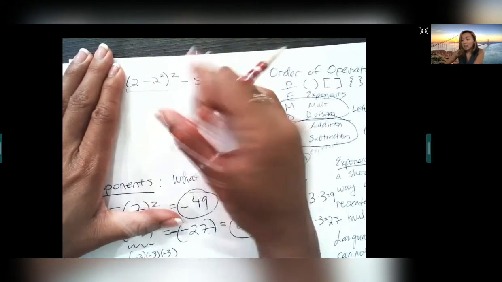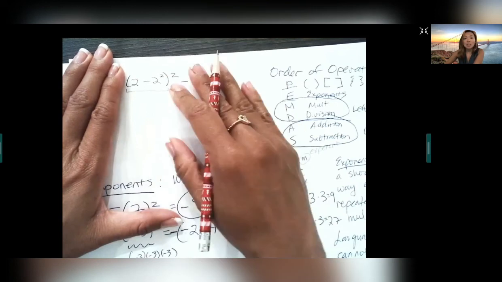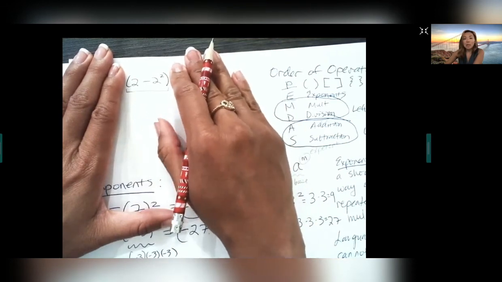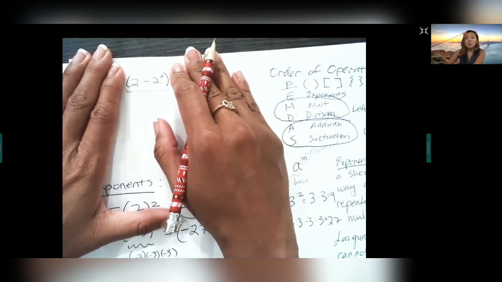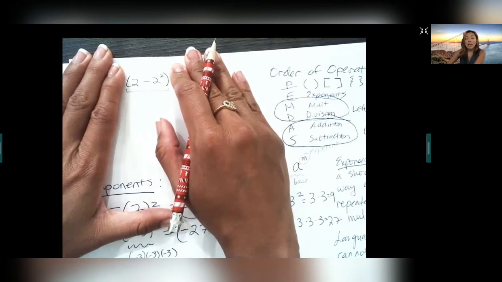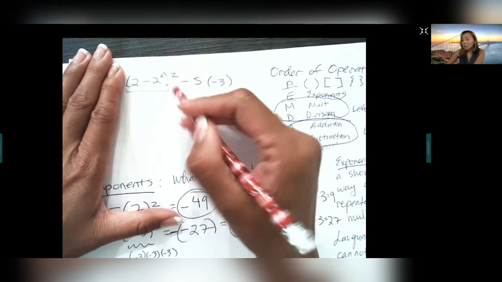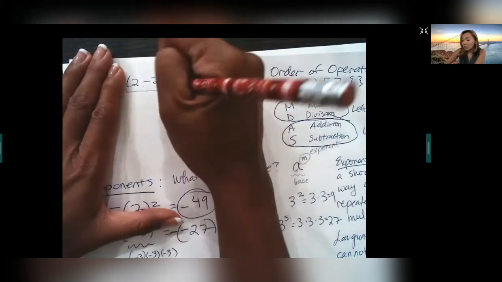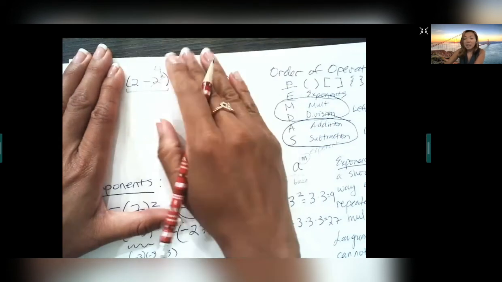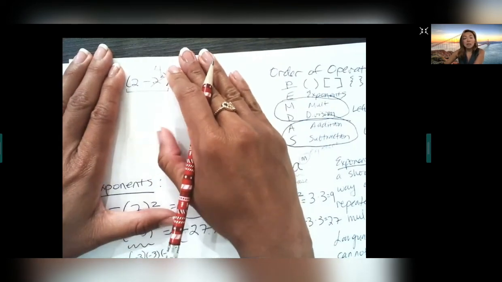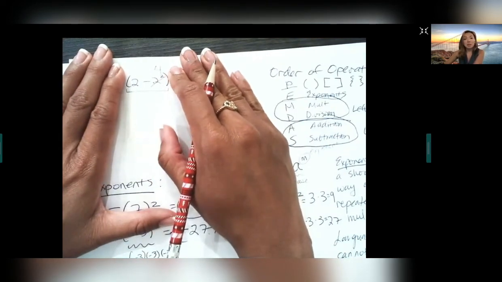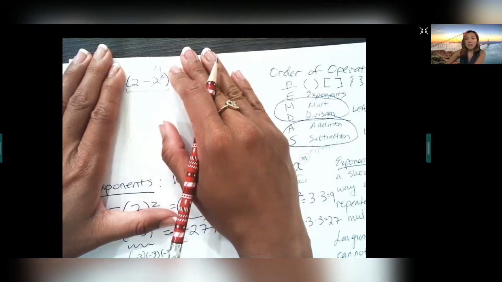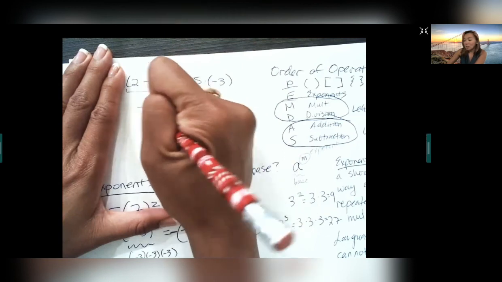Within here, I see a subtraction and an exponent. Well, what do I do first? Do I do subtraction or do I do exponents? According to PEMDAS, I'm going to do exponents first. So I'm going to ignore the minus sign and just look at 2 squared. 2 squared is 4. So there I did the exponents first. And then within these parentheses, I have 2 minus 4. Well, 2 minus 4 is going to become negative 2. So this becomes negative 2.